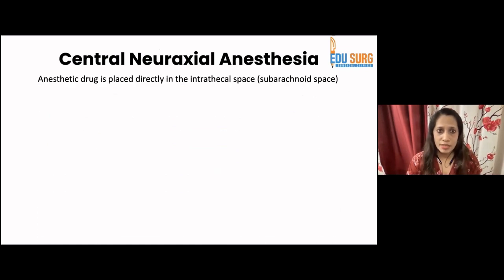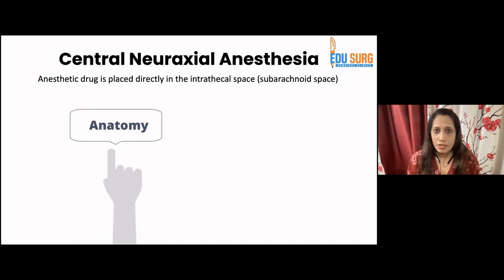Central neuraxial anesthesia. In this, the anesthetic drug is placed directly in the intrathecal space, also known as the sub-arachnoid space. This defines the spinal anesthesia. In epidural analgesia and anesthesia, the drug is injected in the epidural space.